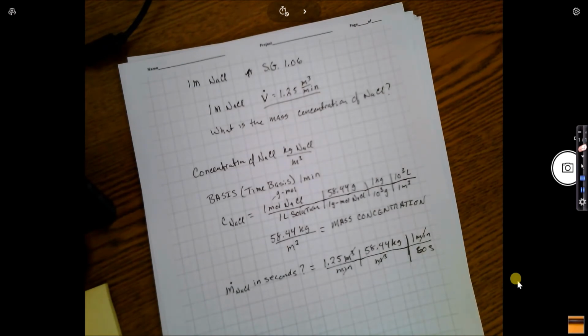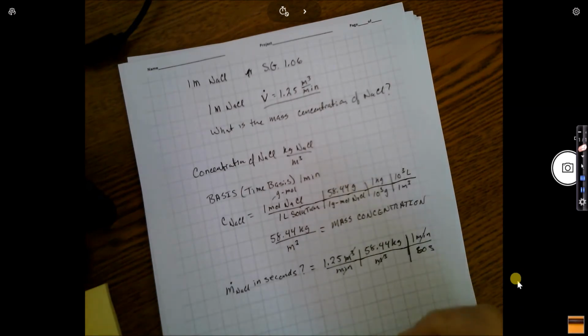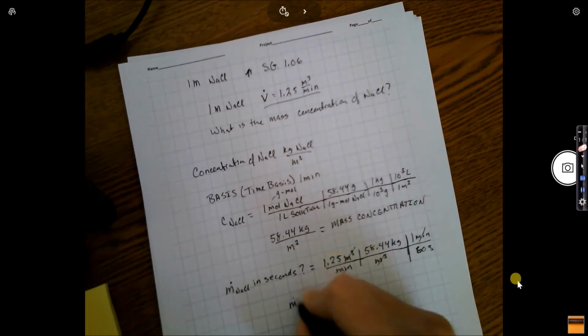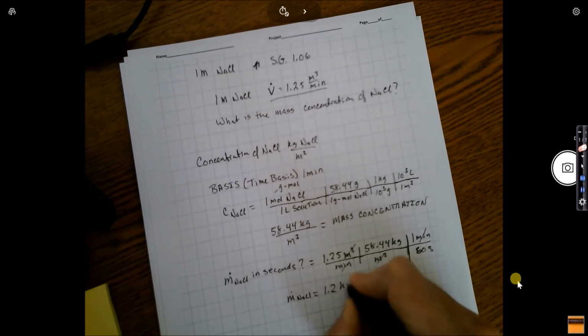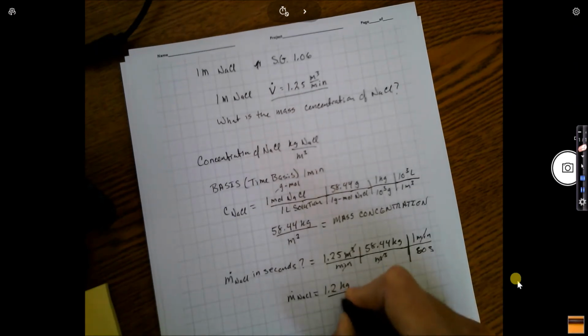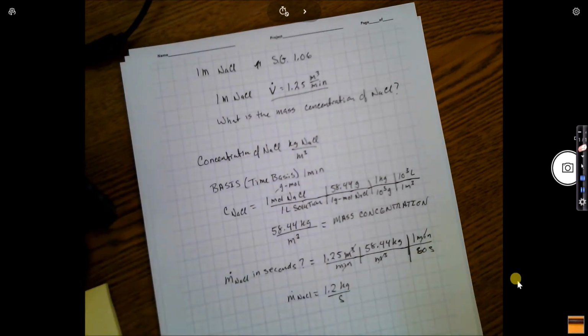If we plug and chug with our handy dandy calculator: 1.25 times 58.44 divided by 60. And so the mass flow rate of sodium chloride in seconds is 1.2 kilograms per second. Okay.